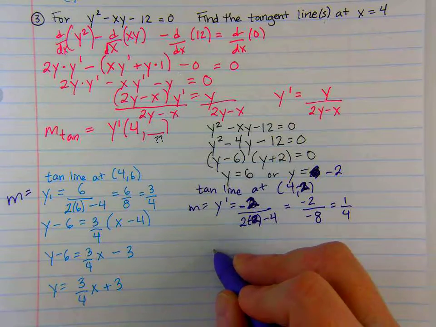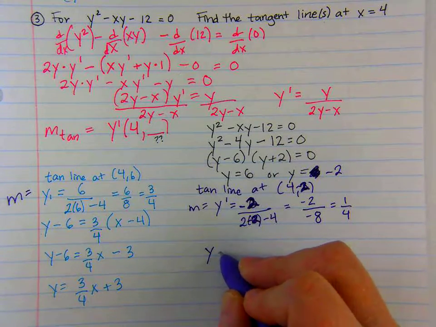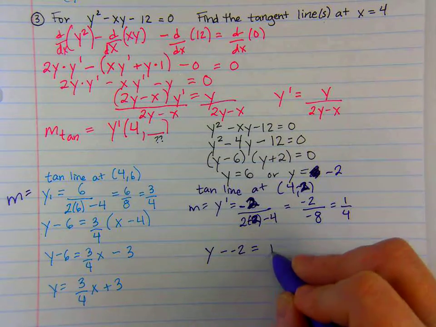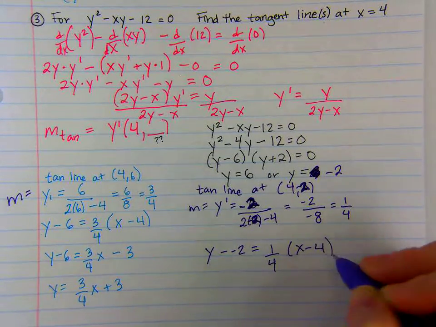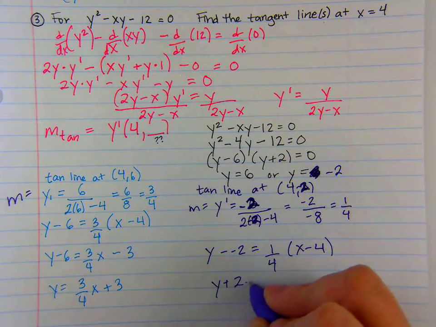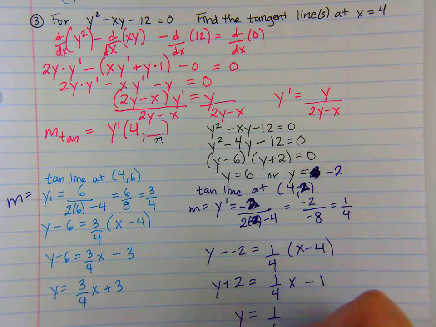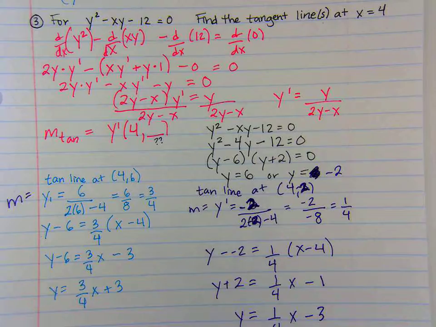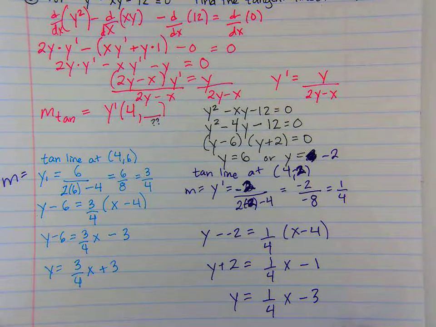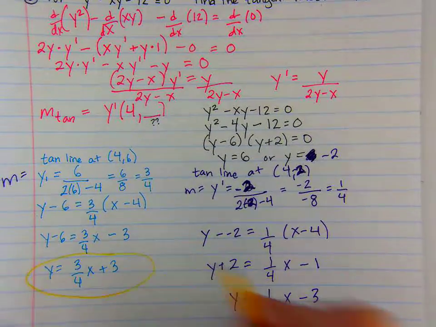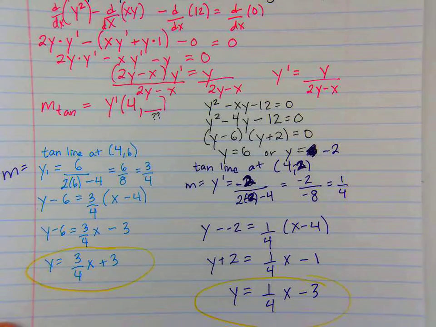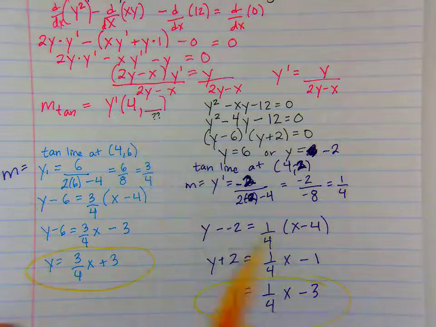So again, plugging into point slope form, you have y minus -2 equals 1/4 times x minus 4. So y plus 2 is 1/4 of x minus 1. So y will equal 1/4 x minus 3. Okay, so these are my 2 tangent lines. And that's it. That should be about the hardest thing you have in this section, the tangent line problems, because there's just so many multiple steps.